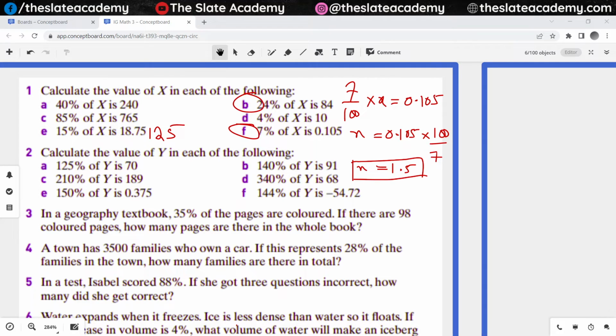Question number 1F, quickly, what is the answer, Miss Anam? 1.5. All right. Sir Arman, you will tell me the answer for question number 2F. Miss Noor, you will tell me the answer for question number 2C. And Miss Anam, you will tell me the answer for question number 2E. Quickly.